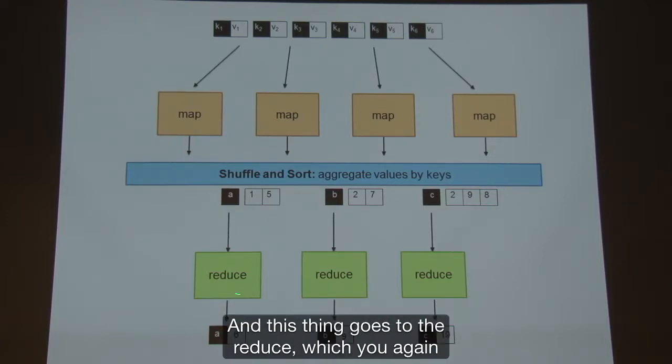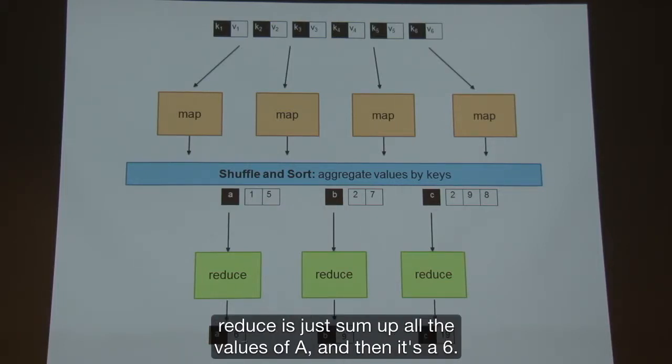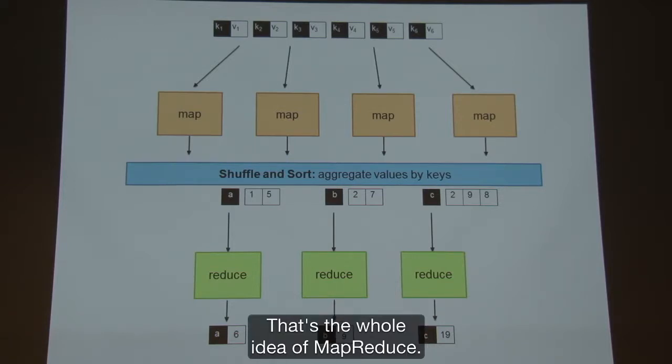And this then goes to the reduce, which you again have to implement. And let's say here, for example, the reduce is just sum up all the values of A, and then it's a 6. Does that make sense, the diagram? That's the whole idea of MapReduce.